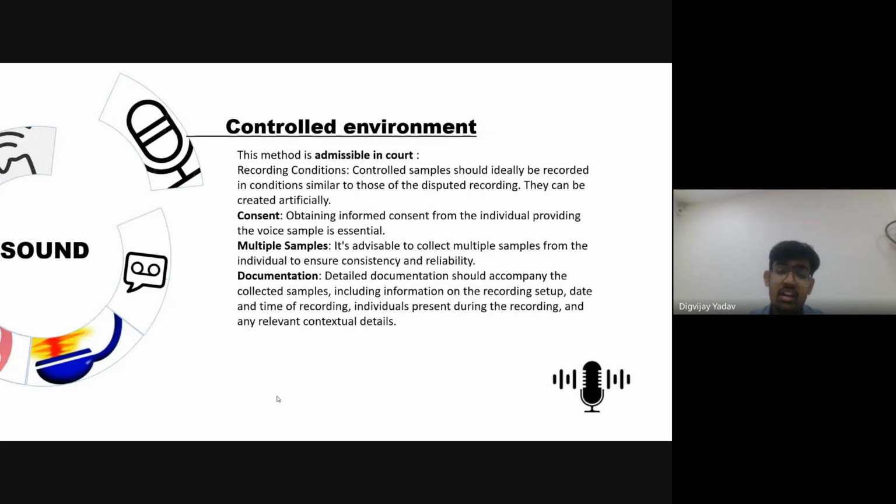Also, documentation has to be done from the start, in which every single recording and video recording as well as witnesses have to be there at the time of recording. So this is a basic code procedure that you have to follow.